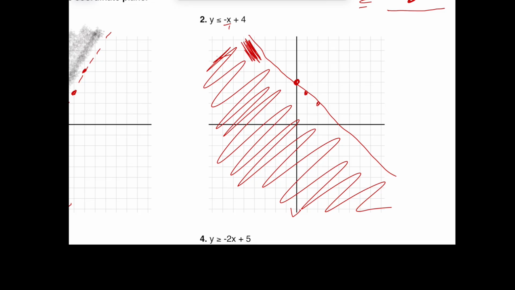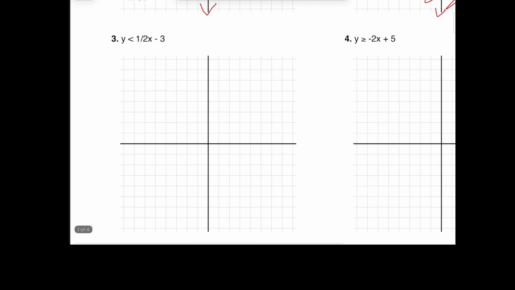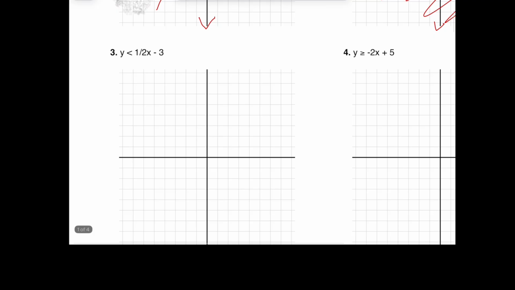But trust me, if you shade it perpendicular to the line, it's going to make sense later. All right? Here we go. Y is, that's like a 1 over 2, right? They just didn't write it stacked. So we're going to start at negative 3, 1, 2, 3. And we're going to graph up 1 over 2. Up 1 over 2. Up 1 over 2.